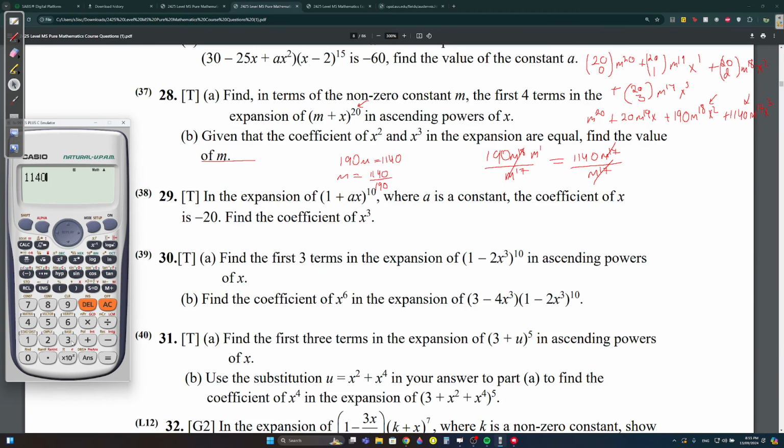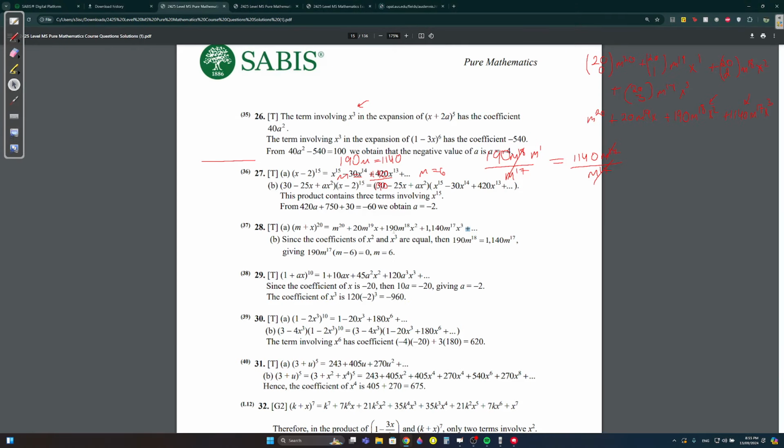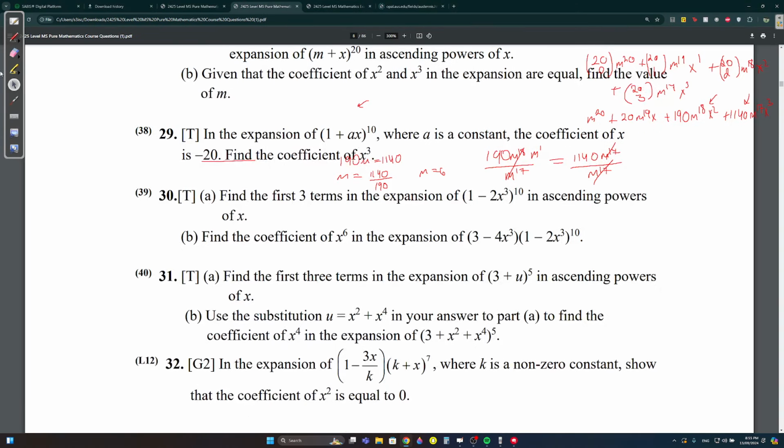1140 divided by 190, so you get m equals 6. Okay, this is a nice and easy exercise. m equals 6.